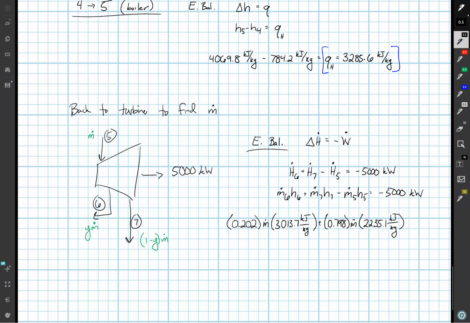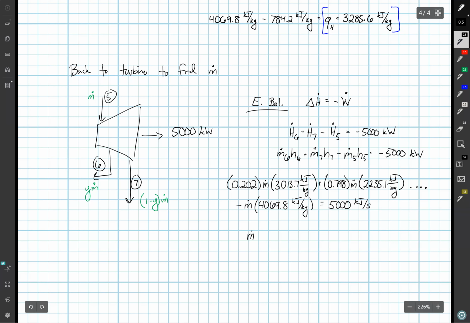And then we'll jump down to the bottom line, and I'll write some ellipses. Mass flow rate 5 is just m dot. The enthalpy of 5 is 4069.8 kilojoules per kilogram, and that equaled 5,000 kilowatts or kilojoules per second. So we can go through and solve this, and if you do, you'll find that the mass flow rate is 2.98 kilograms per second. Okay, so that is the mass flow rate through our system. We are getting there.